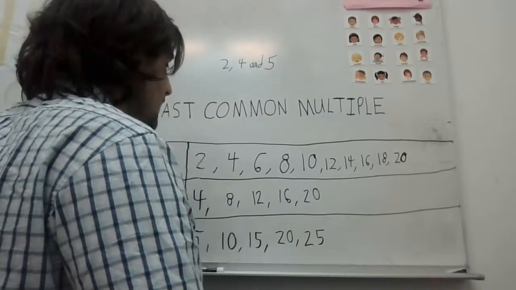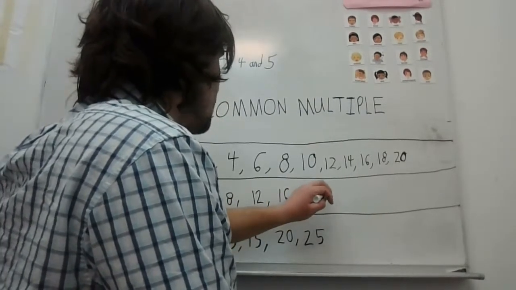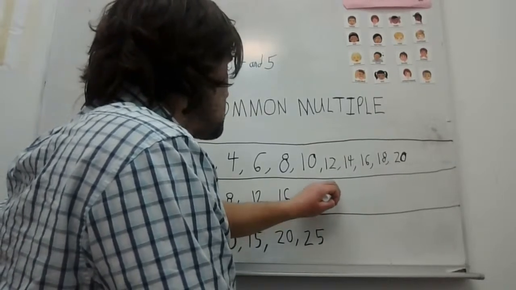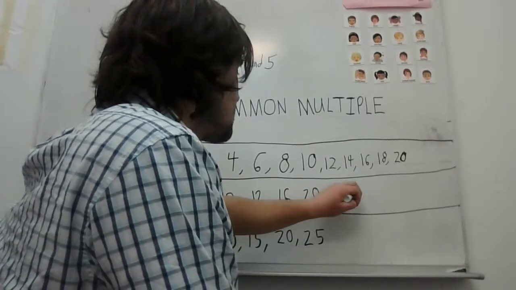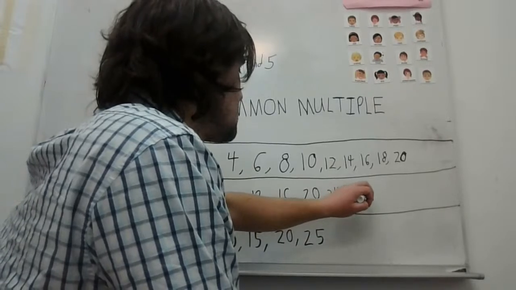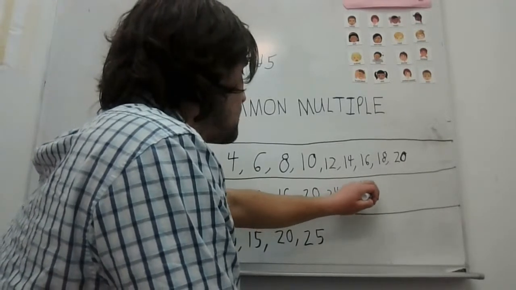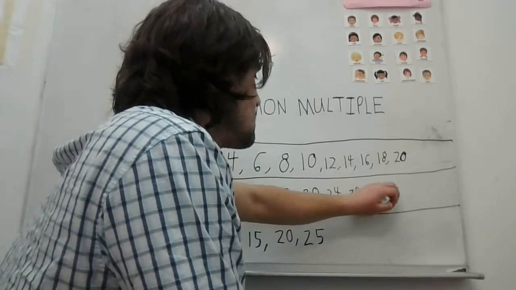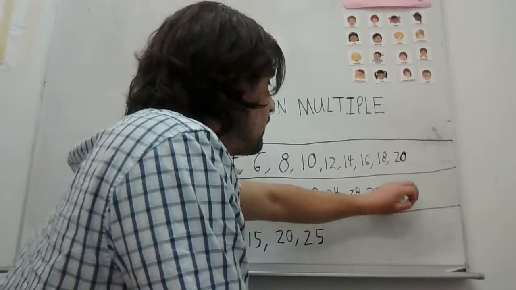Now multiples of 4. I'm going to keep counting by 4s. So I left off at 20. Now 24, 28, 32, 36, 40.